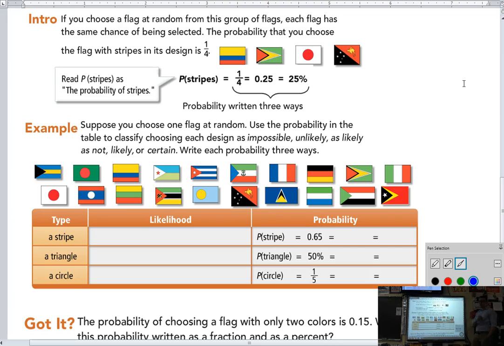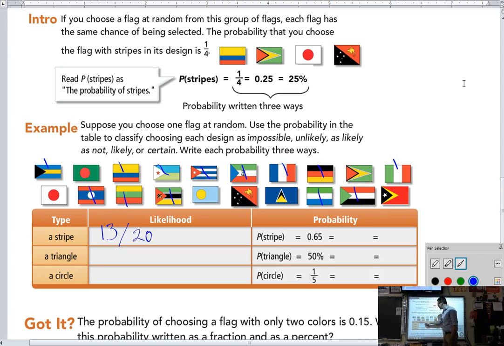How many flags did we find with stripes, Moon? 12? Anyone verify that? Well, I have 14. I found 13. Alright. 1, 2, 3, 4, 5, 6, 7, 8, 9, 10, 11, 12, 13. Oh, oops, I counted the one up there. 13 out of how many total flags are up there?